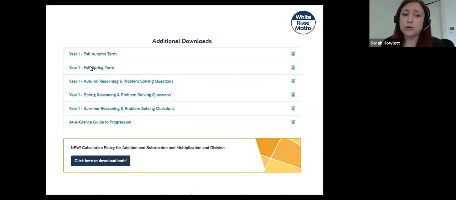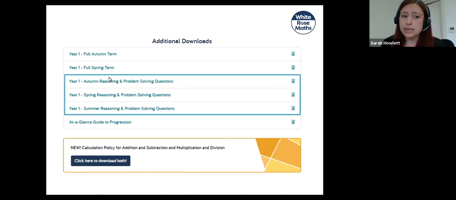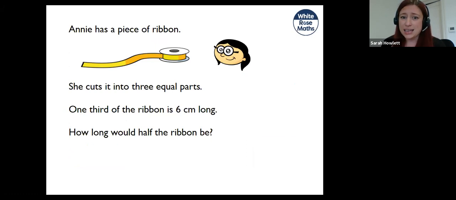So you can download full terms, or you can download some PowerPoints. Now, these PowerPoints are for all the reasoning and problem solving questions that you see. You'll be able to download those as editable PowerPoint slides. So they're really super useful. They look like this. But all of these words and images are completely editable. They're not locked down, so you can change anything about them.